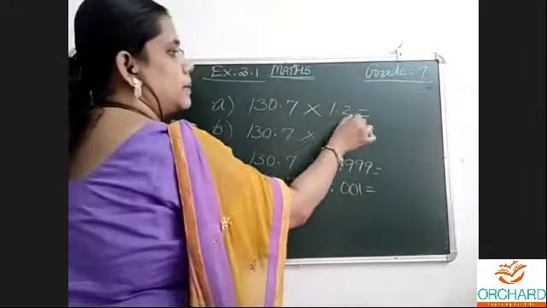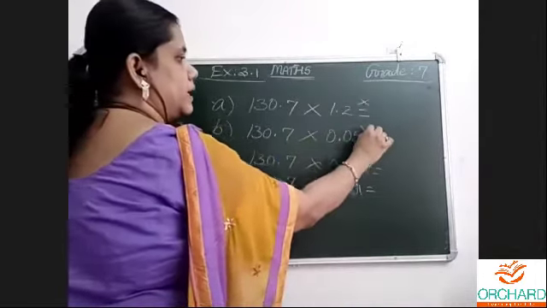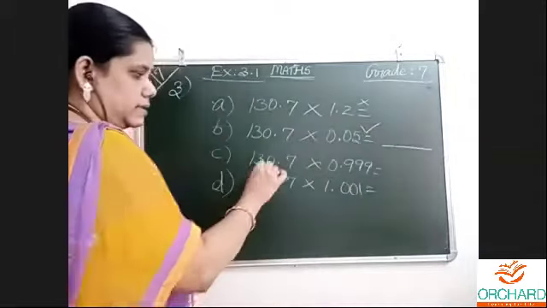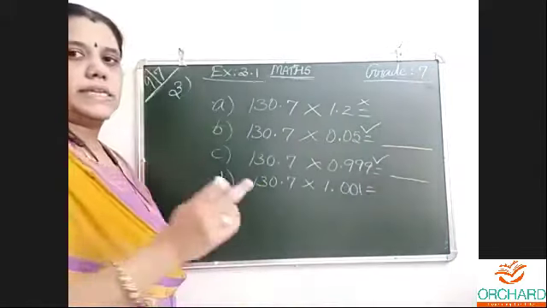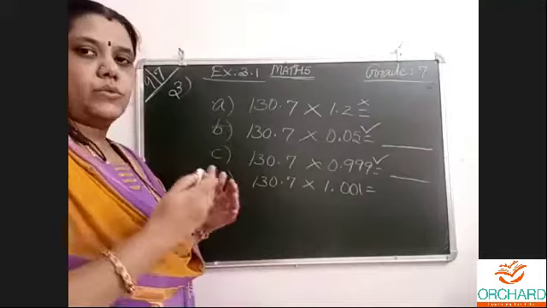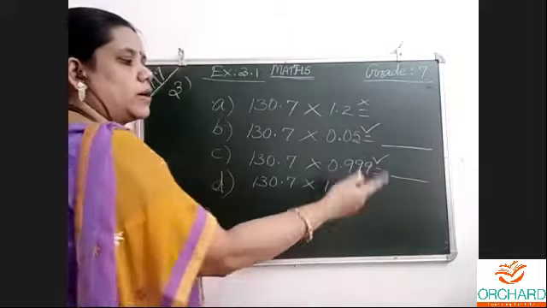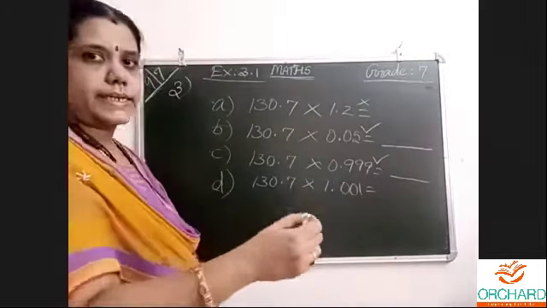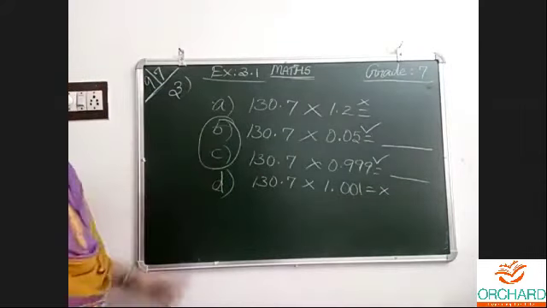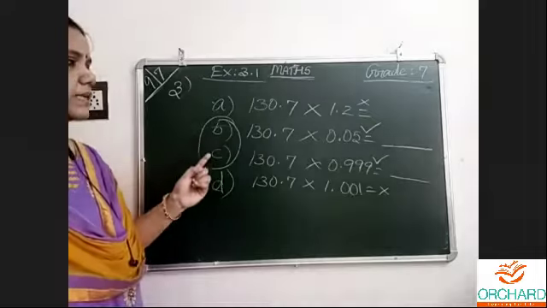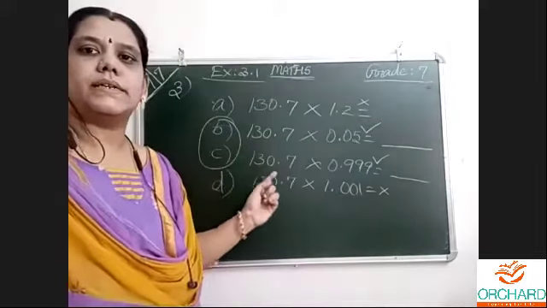Easily we can see. 1.2, is it more than 1? Yes. 0.05? Yes, here yes. 0.999? Yes, 0.9 is less than 1. Compare with 1. Same 130.7 into 1.01, or 1.001, this is more, a little bit more than 1. So no. So only B and C. The answer is B and C will have their product less than 130.7.